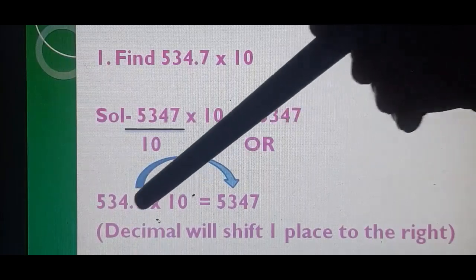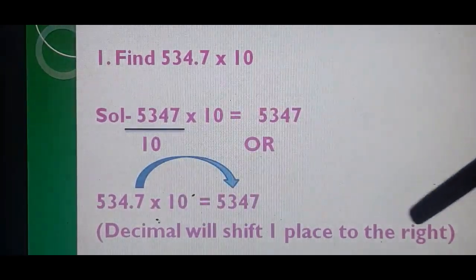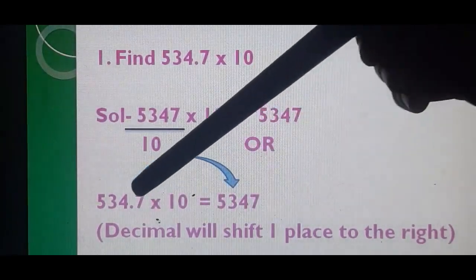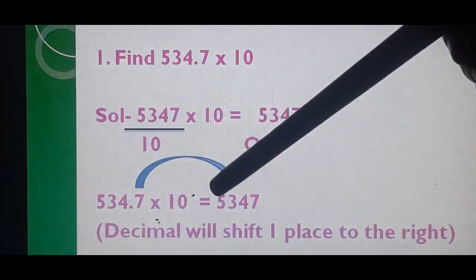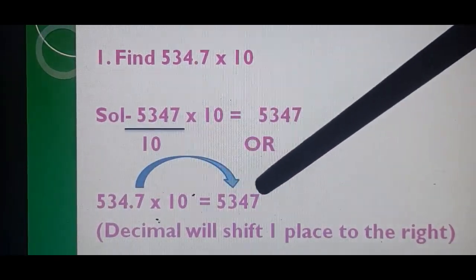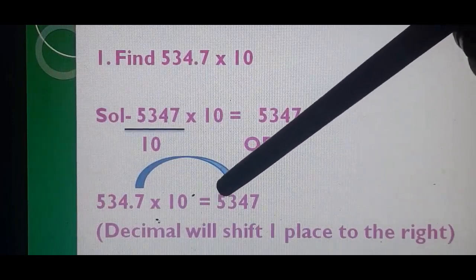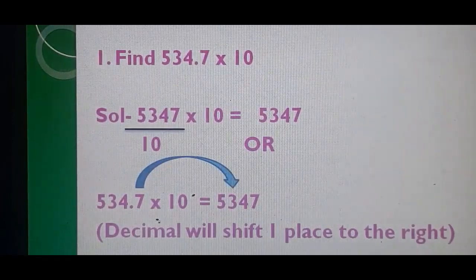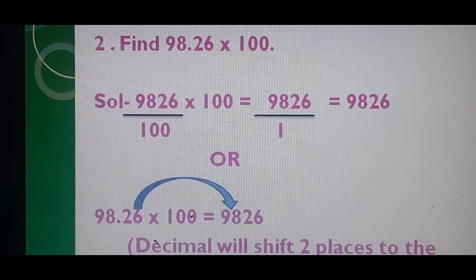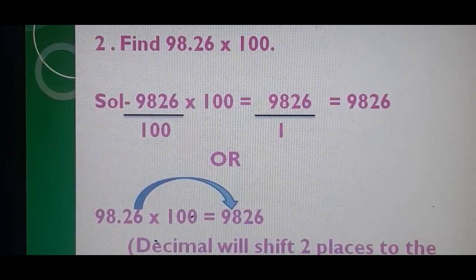10 contains 1 zero. So the decimal will shift one place to the right. So one place to the right, it will become 5347.0, or we can say 5347. Next question is question number 2.